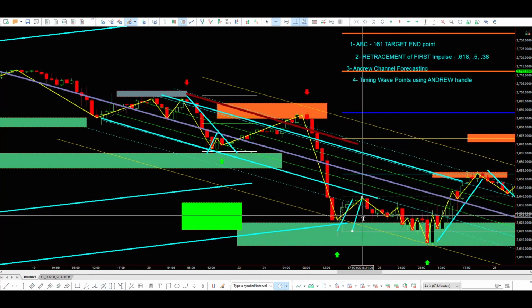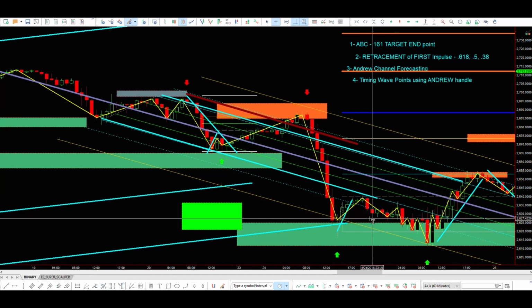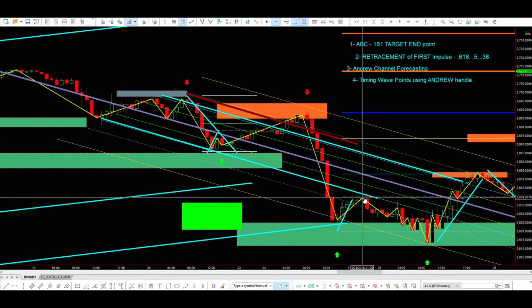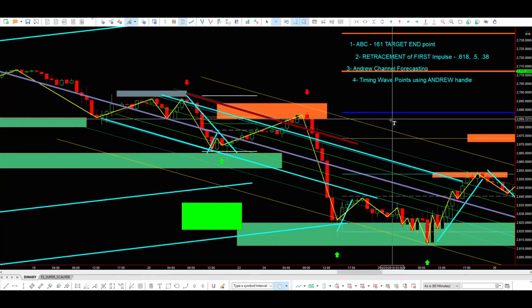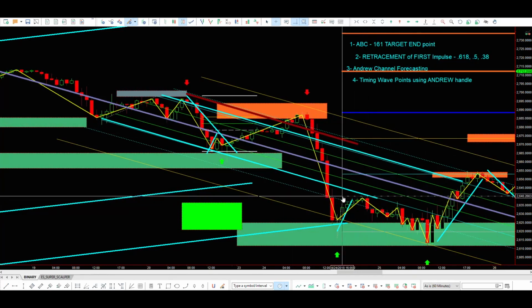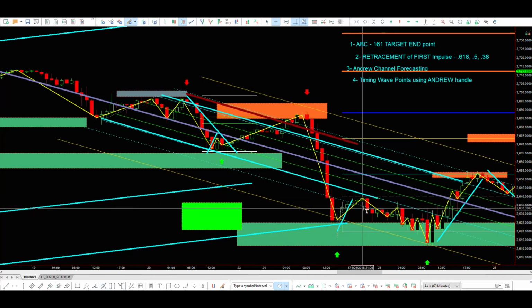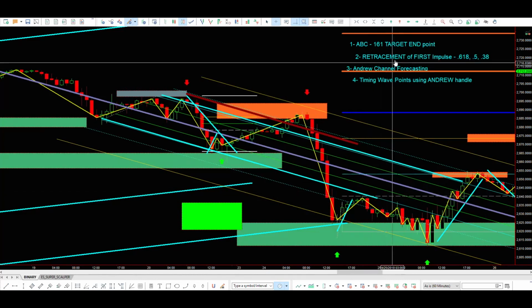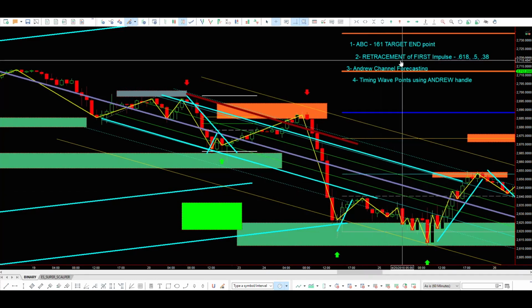So we have, okay, this is not a very good target, but it is some target if you want to desperately play something. So we have, okay, ABC target is here. It should be minimum 100. If it is somewhere here, 100 is here, I will not even try it because it did reach 100. Okay, we have something. How about this first impulse retracement?